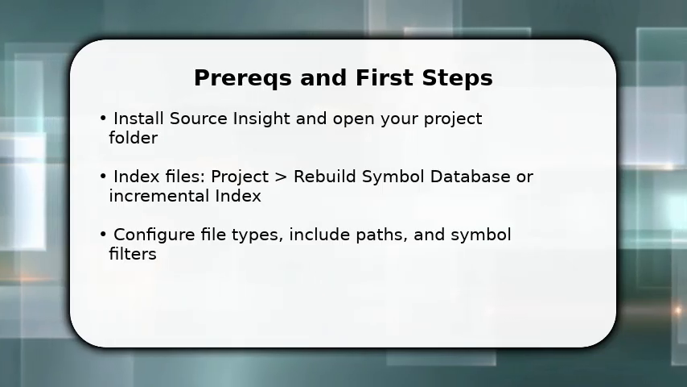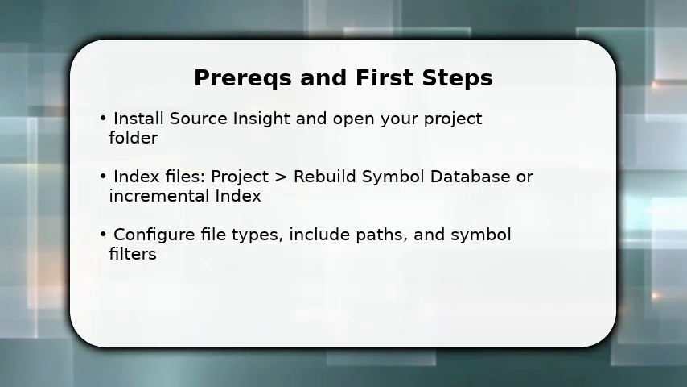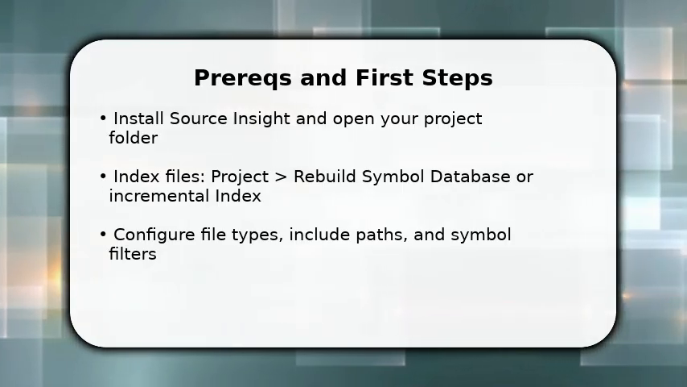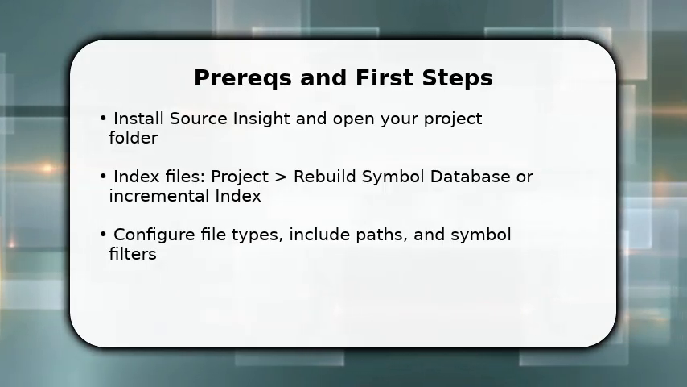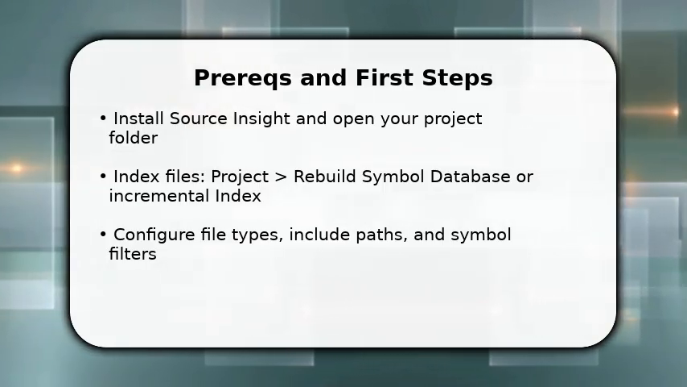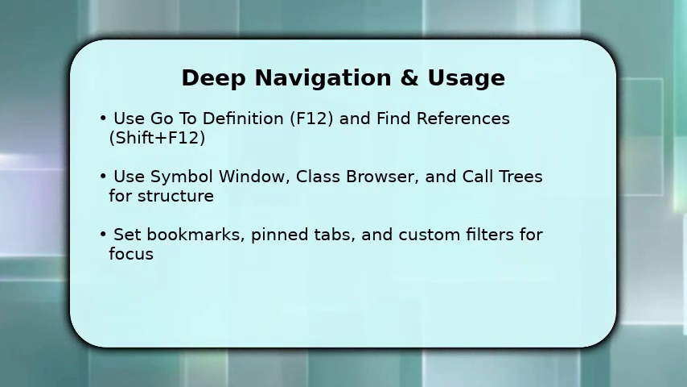Make sure to set file type associations and include paths so parsing is accurate, otherwise symbols may be missing. You'll also configure symbol filters to reduce noise. These first steps create the navigable database Source Insight needs, and they cut straight to where you can search and jump in your code. Now you navigate.